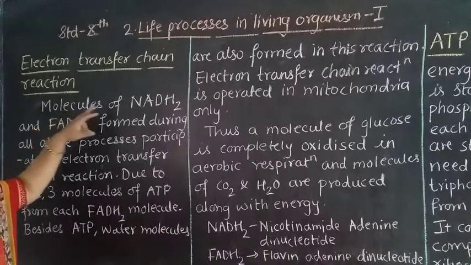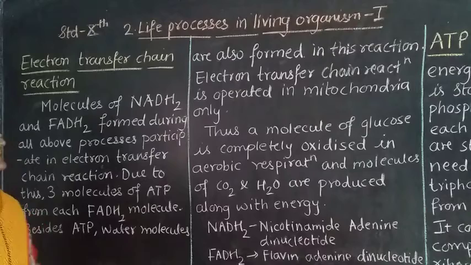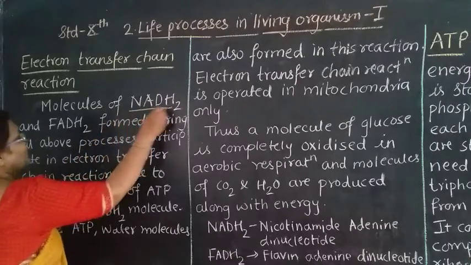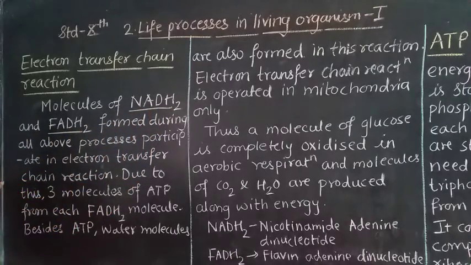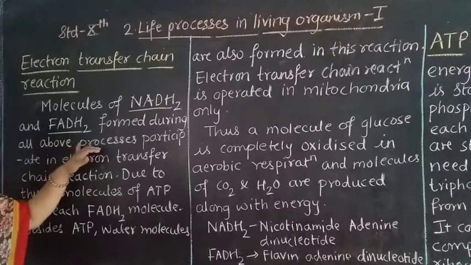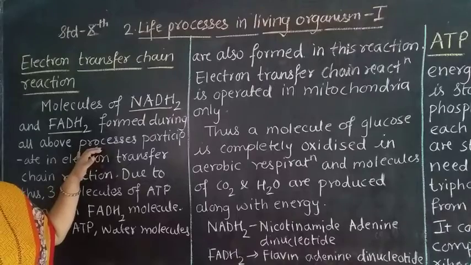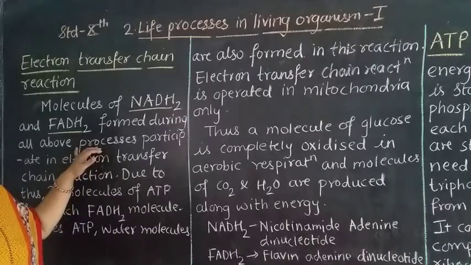See here, molecules of NADH2. What do we call NADH2? NADH2 is nicotinamide adenine dinucleotide, and FADH2 is flavin adenine dinucleotide. Both of these molecules are formed during the above processes. Which processes? The processes are glycolysis and the TCA cycle.